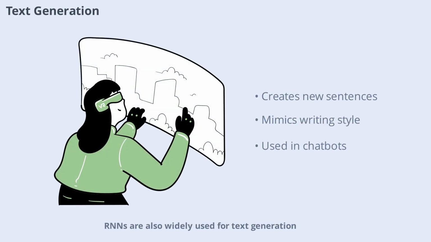RNNs are also widely used for text generation. By training on large amounts of text, an RNN can learn to generate new sentences that mimic the style and structure of the training data. This is how some AI-powered chatbots and creative writing tools work. The RNN takes a starting phrase and predicts one word at a time, using its memory of previous words to create coherent and contextually appropriate sentences. This ability to generate human-like text has opened up exciting possibilities in content creation and entertainment.